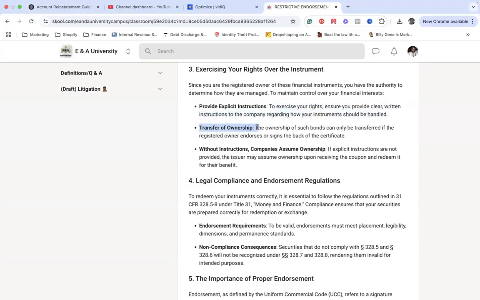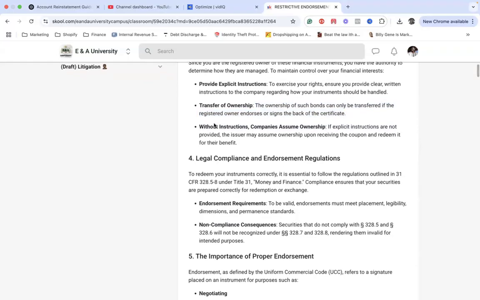You also need to transfer ownership. The transfer of ownership, such as bonds, can only be done if the registered owner endorses and signs the back of the certificate. All right. So this all comes back down to the endorsement piece, right? Because we've taught you guys that in the last video. But in this particular case, we're going to be going over an additional step, which is considered a restrictive endorsement. We went over specifically how to sign the back of each check so that you can properly transfer the ownership to another party. Without the instructions, the companies assume the ownership.